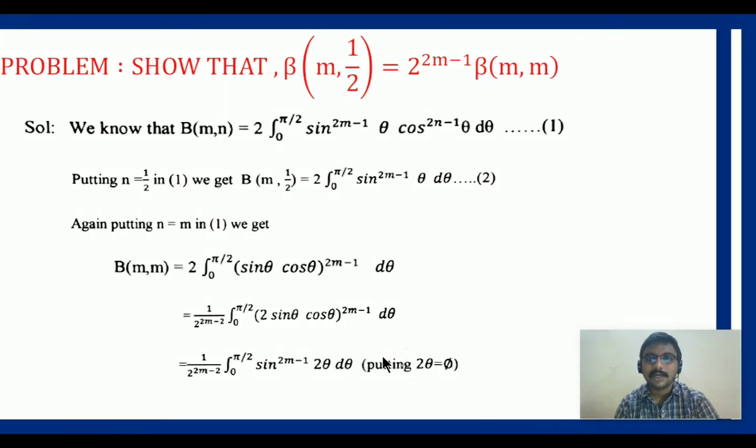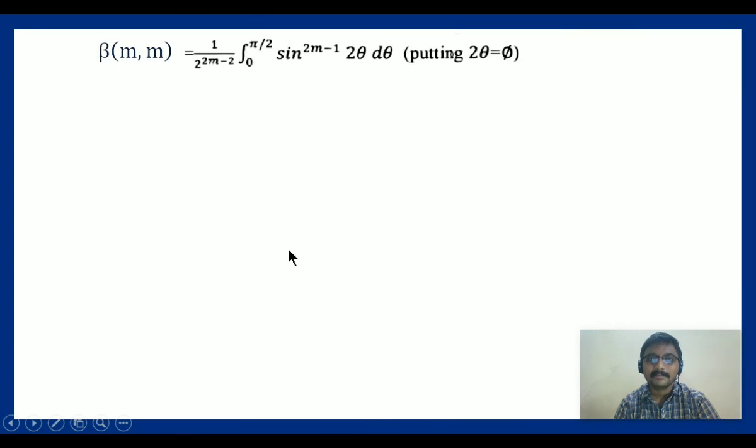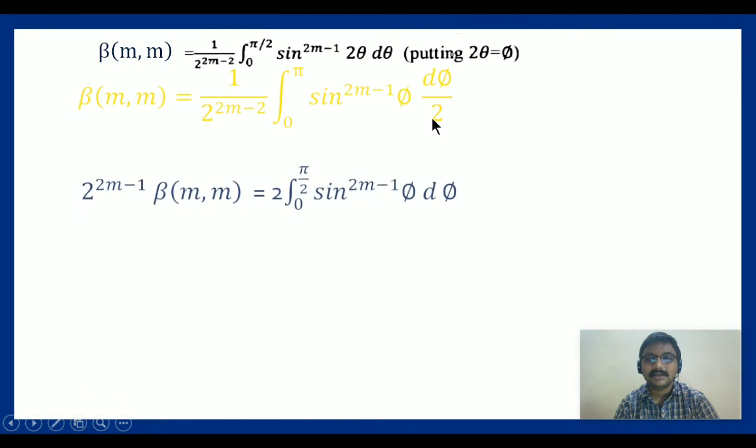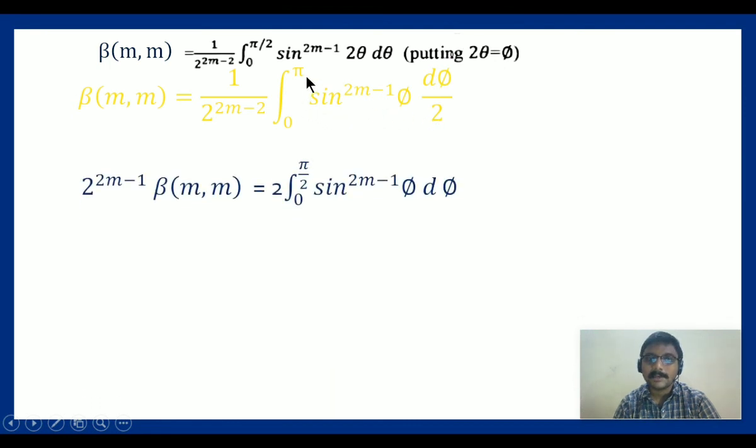Now putting 2 theta equal to phi, differentiating on both sides, 2 d theta is d phi, that is d theta is d phi by 2, and the limits change: 0 to pi by 2 now becomes 0 to pi while putting 2 theta equal to phi. Now cross multiplying, we will have 2 into 2 power minus 2m plus 2, that is 2 power 2m minus 1. Now cross multiplying, we get like this.